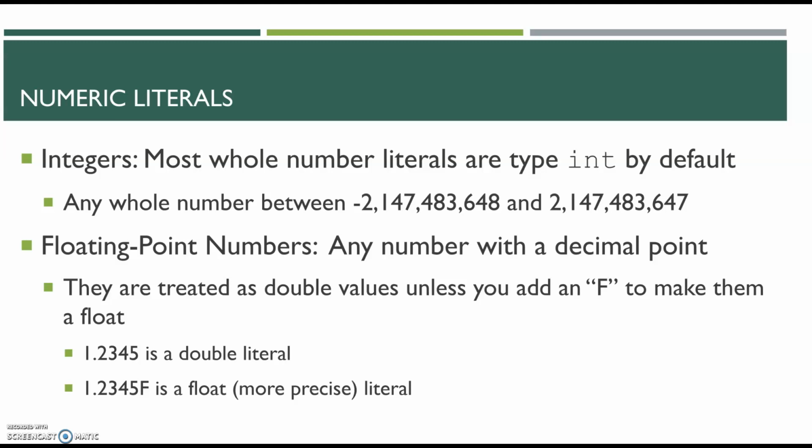Integers. Most whole number literals are of type int by default, and any whole number between negative 2,147,483,648 and 2,147,483,647 fits. Floating point numbers are any number with a decimal point. They are treated as double values unless you add an F to make them a float. 1.2345 is a double literal. 1.2345F is a float literal, which is less precise than a double.